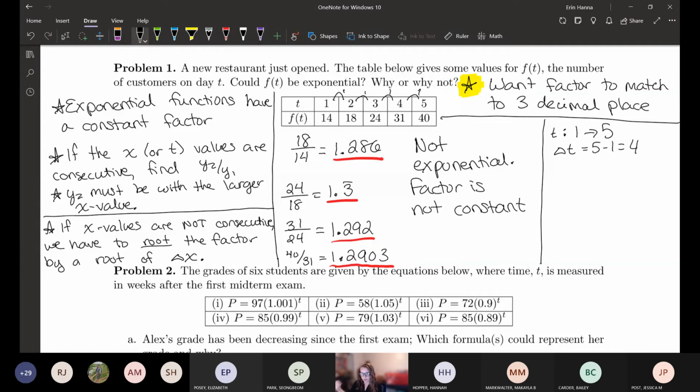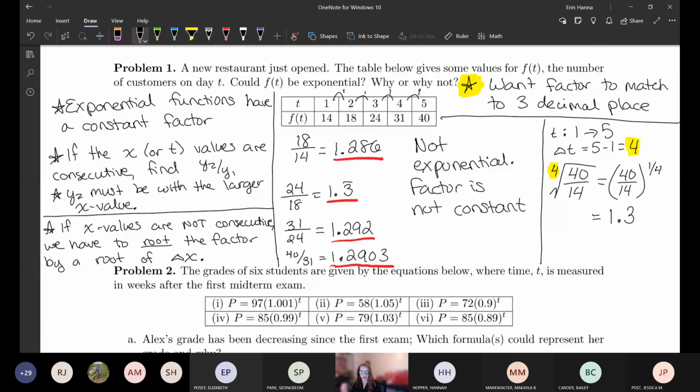So what you do in this case is very similar, as you still take a ratio of the Y values. The Y value of 5 was 40, the Y value of 1 was 14. But we now have to take the 4th root of that. If you're trying to punch this into a calculator, the way I find to be easier is to make it a fractional exponent. A root is equivalent to a fractional exponent, so the 4th root is equivalent to the 1/4 power. If you did this, you would get approximately 1.3.